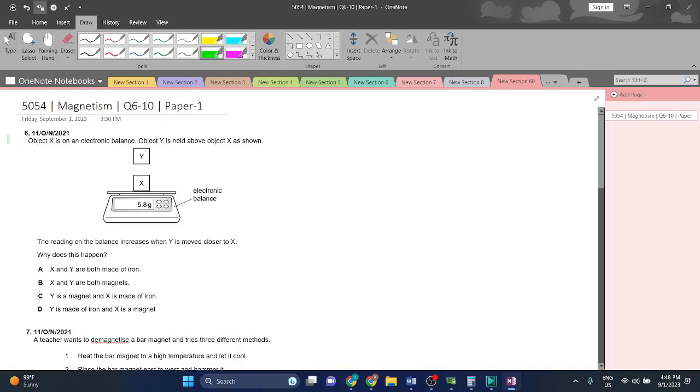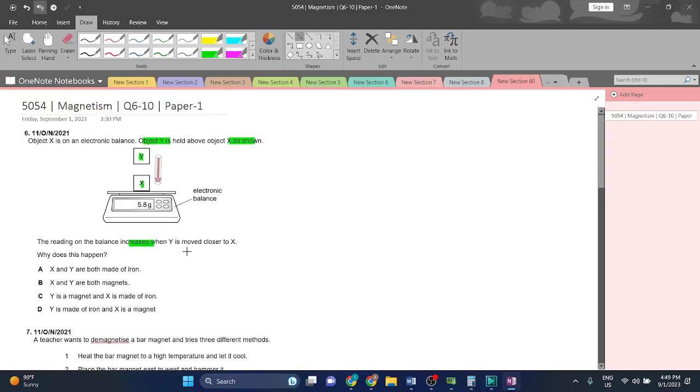Let's start. Question 6. Object X is on an electronic balance. Object Y is held above the object X as shown. The reading on the electronic balance increases when Y is moved closer to X. Why does this happen? This is happening because there is a force which is causing X to go downwards, which will in turn increase the reading on the balance. That is the only way with which the balance reading increases.